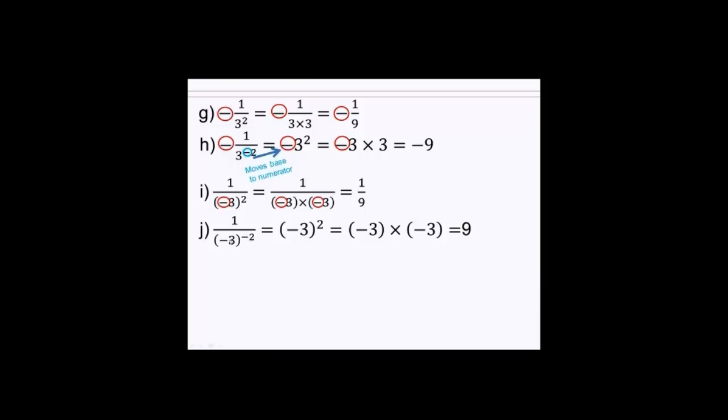Now look at what happens here. The exponent is -2, so we have to move it to the numerator. The base moves to the numerator. Base is -3, exponent of 2.